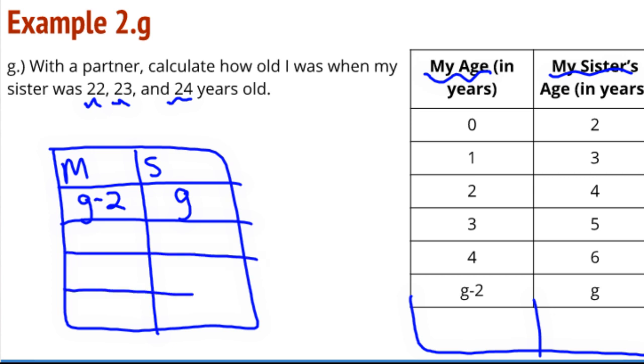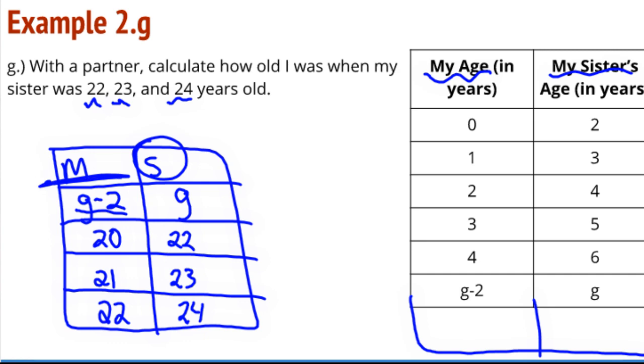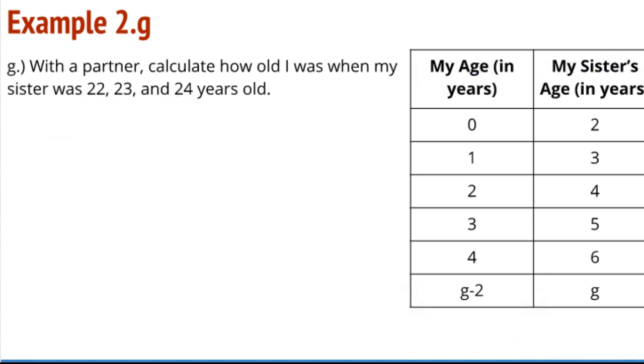And now I can substitute some values in here: 22, 23, and 24. And 22 minus 2 is 20, and 23 minus 2 is 21, and 24 minus 2 is 22. And of course, we could pick any value we wanted for the sister, and we could find the narrator's age.